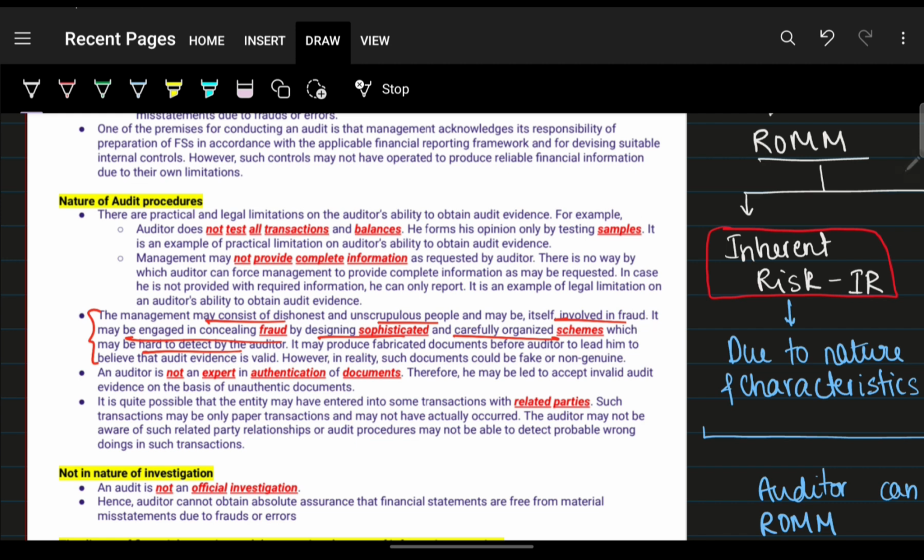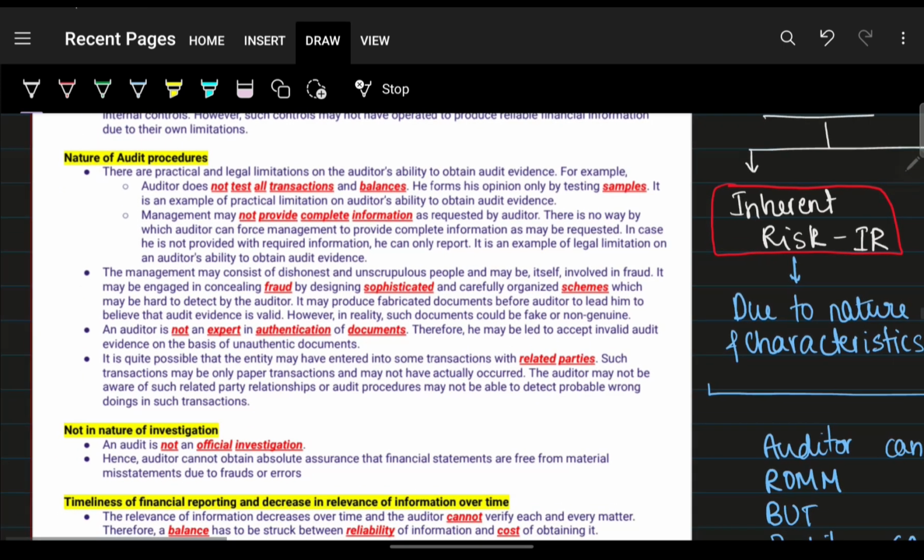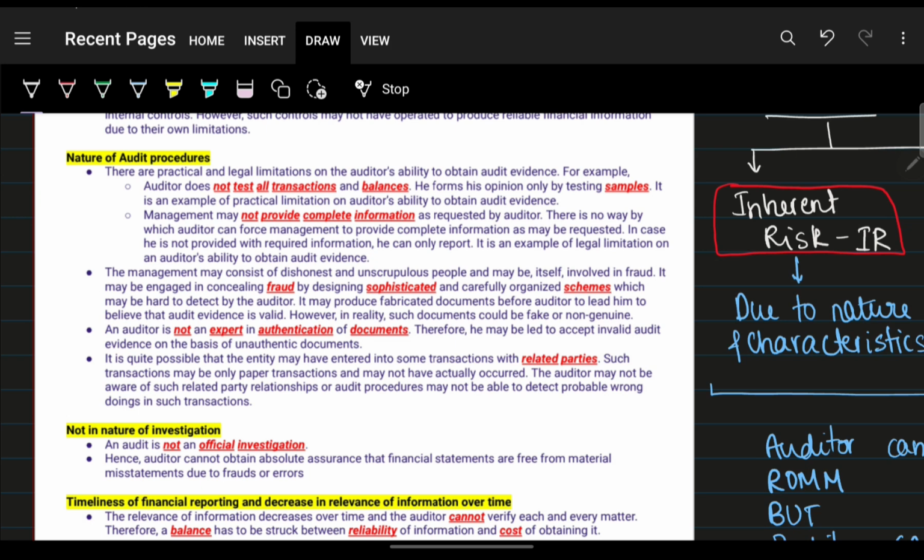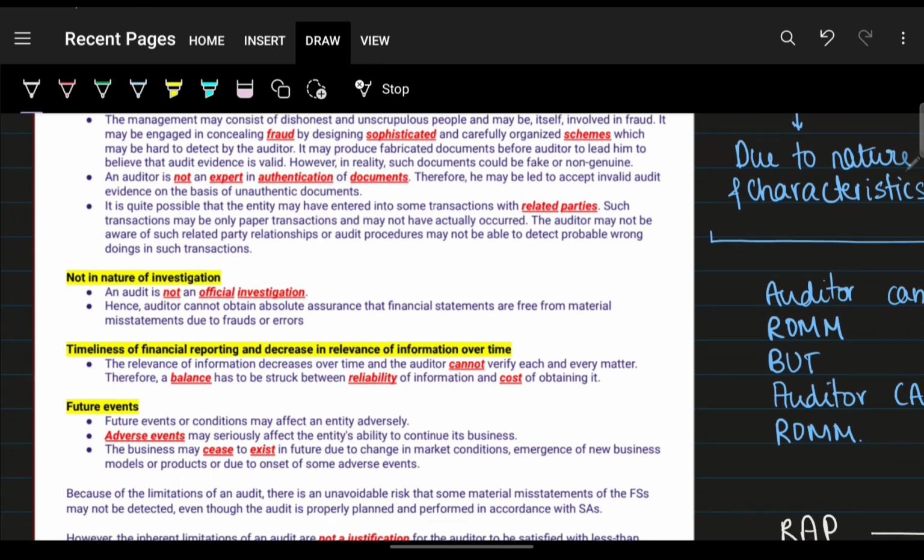Okay. Next, the auditor is not an expert in authentication of documents. As we learned, we are not experts in checking the genuineness of documents. This is outside the scope of auditing. It's quite possible that the entity may have entered into transactions with a related party. Such transactions may be only on paper, but may not have actually occurred, right? So the auditor may not be aware of such related party transactions, or audit procedures may not be able to detect probable wrongdoings. Okay, you can pause, and if you want to go through it on your own, you can do that now. Okay, next.